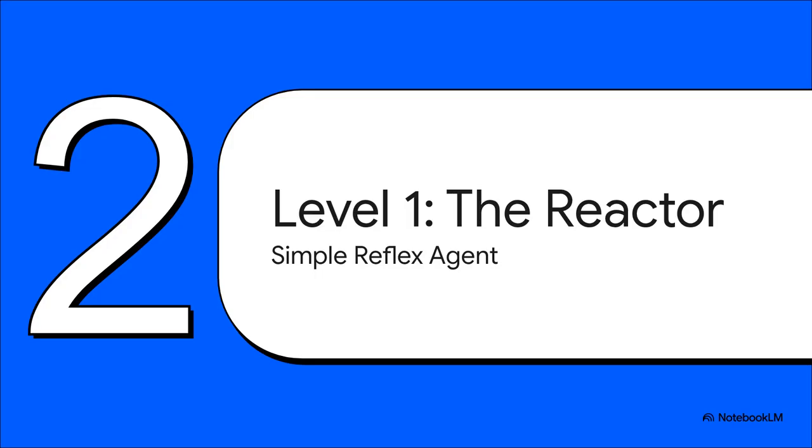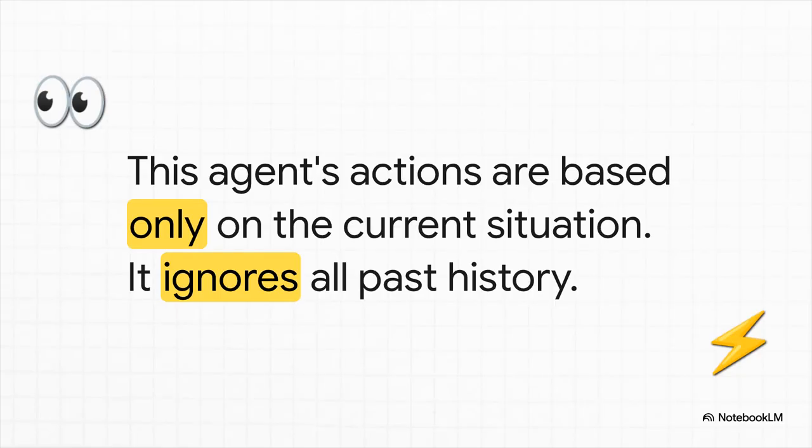Okay, let's get our hands dirty. Time for our first build. This is our level 1 agent. The official name is the simple reflex agent, but I like to call it the reactor, because honestly, that's all it's capable of doing. It just reacts. This agent, well, it has the memory of a goldfish. Actually, scratch that. It has no memory at all. Zero.